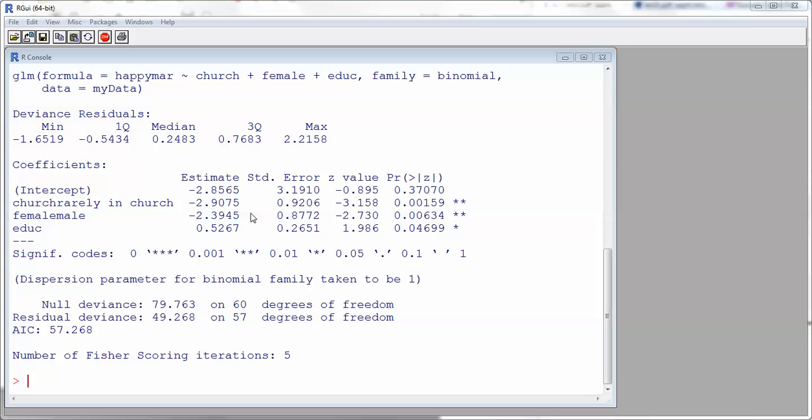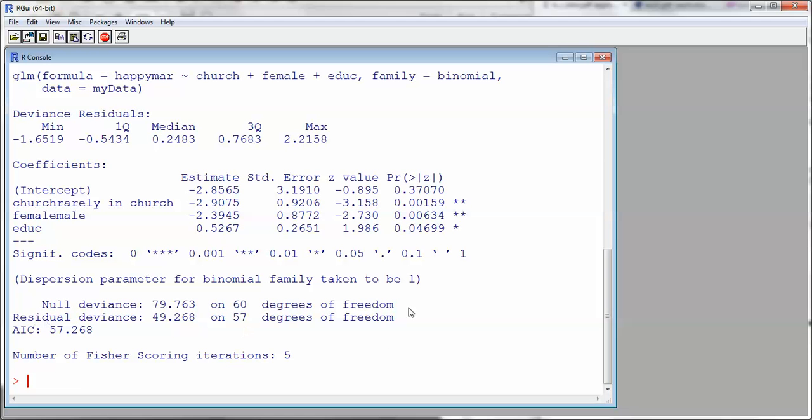How do I know that? Because the marriage variable was very happy and not as happy in marriage. Because N comes before V in the alphabet, V is the state equal to 1. That is, very happy in marriage is the state 1, and not as happy in marriage is the state 0. So these negatively signed coefficients are indicative that rare church attendance and being male are connected with more dissatisfaction in marriage. On the other hand, number of years of education positively connects to reported happiness in marriage.